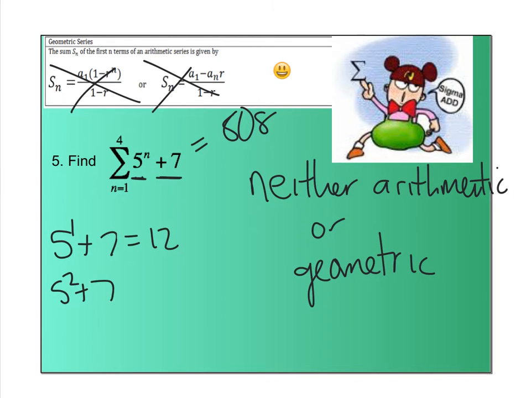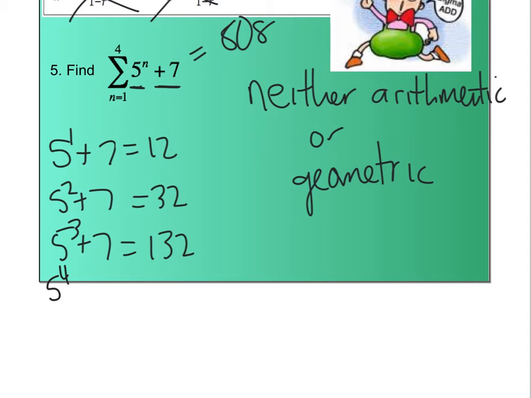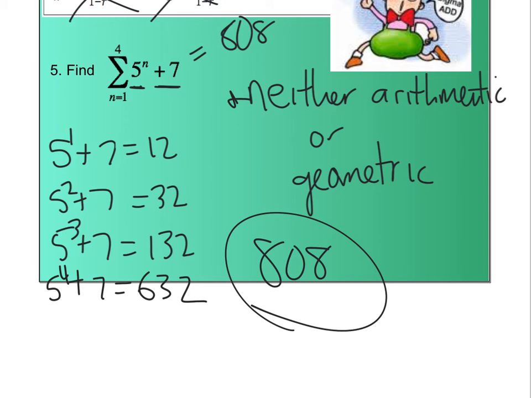5 squared plus 7 is going to equal 32. 5 cubed plus 7 is going to equal 132. 5 to the fourth plus 7 is going to equal 632. Then I'm adding these things. So I should get an answer of 808. So you got to recognize it's neither arithmetic or geometric, because I've got both elements. I'm multiplying and I am adding there.